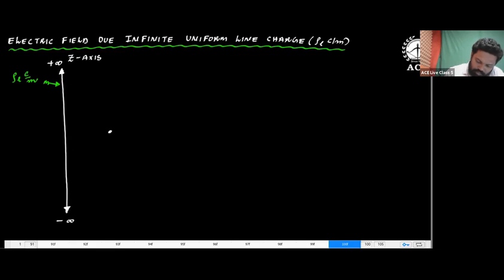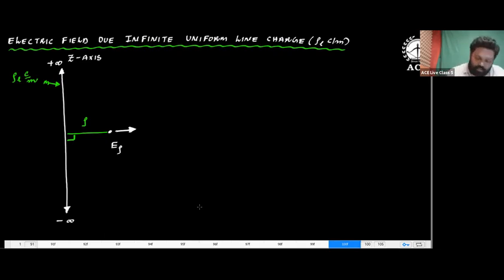That electric field is going to depend on the distance from here to here. Distance from here to here is rho. Okay, and electric field here is radially outwards. It is E rho, radially outwards in all directions.